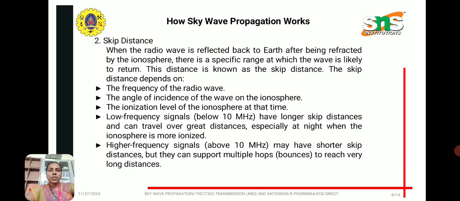So next is the skip distance. When the radio wave is refracted by the ionosphere and returned to the Earth, there is a specific range at which the wave is likely to return. This distance is known as the skip distance. It depends on frequency, angle of incidence and ionization level. Low frequency signals below 10 MHz have longer skip distances and travel over great distances, especially at night when the ionosphere is more ionized. High frequency signals above 10 MHz may have shorter skip distances, but they can support multiple hop bounces to reach very long distances.